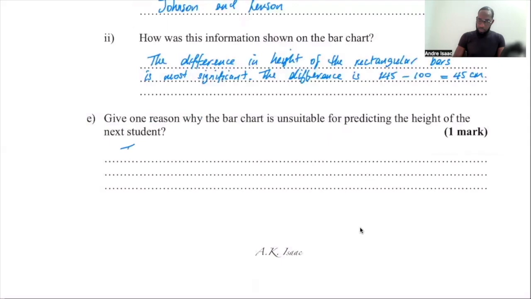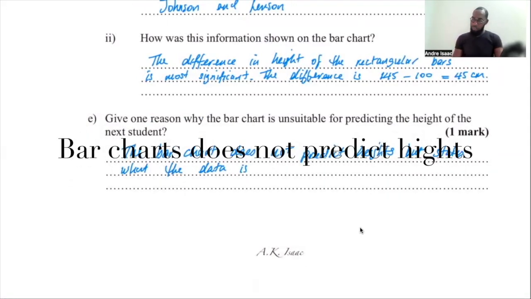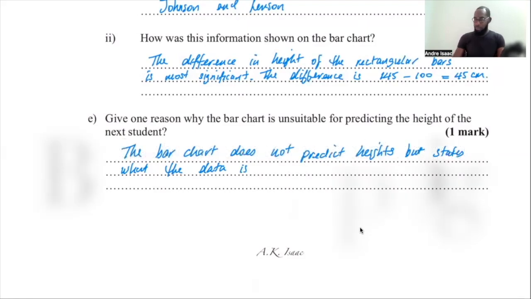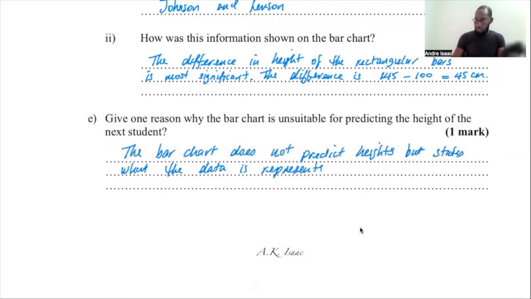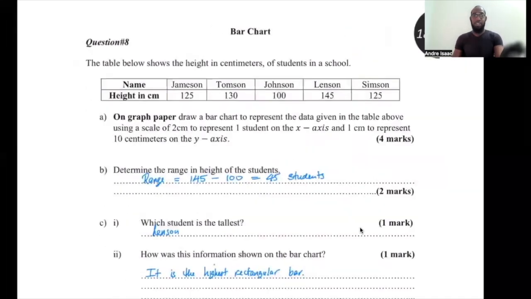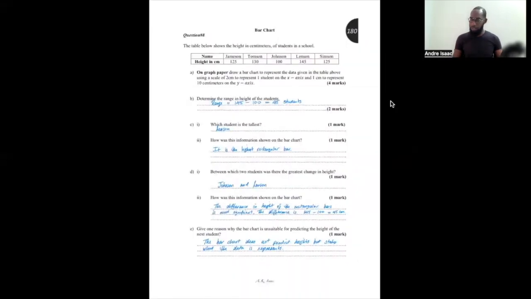The bar chart does not predict heights, but states what the data represents. So the data represent Jameson is 125 centimeters tall, Thompson 130, Johnson 100, Lenson 145, Simpson 125. So you're just stating what the data represents. All right, so that's it for bar charts.